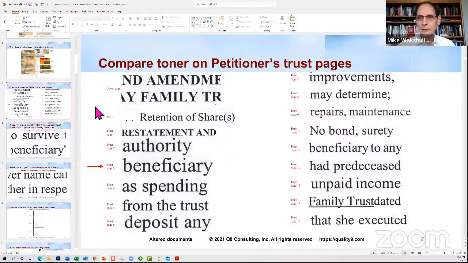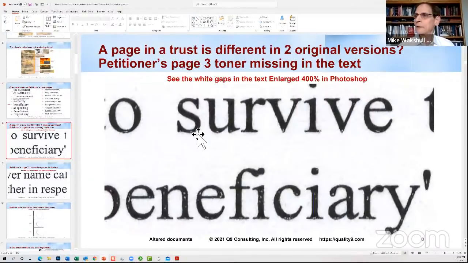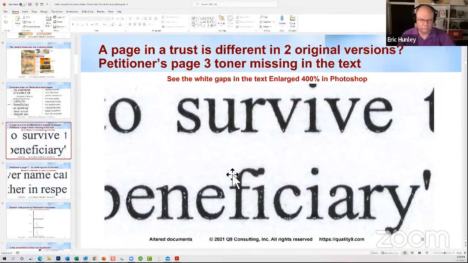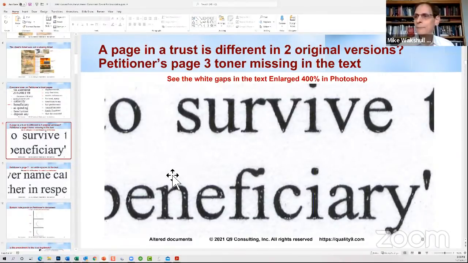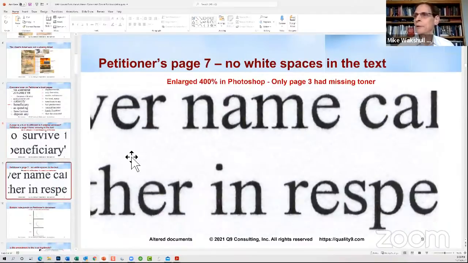Well, again, scanning at very high resolution, you can see things that you otherwise can't see. And notice on here that the toner is missing sections in all these letters. So it's a defect in the printer. That was only true on page 3. Page 7, which I put on here as an example, you don't see any of that. And that's what you saw in the other 14 pages.